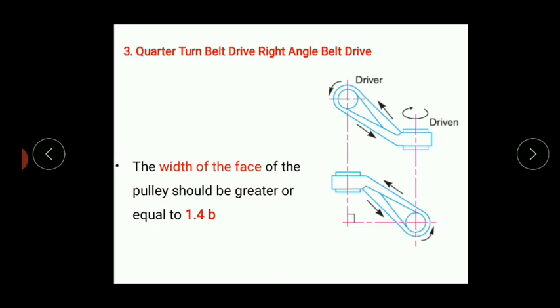Then the quarter turn belt drive. The quarter turn belt drive is used when the axes of the driving shaft and driven shaft are perpendicular to each other. So in that case you can't employ the belt directly from the driving pulley to the driven pulley. So in that case we have to use the quarter turn.